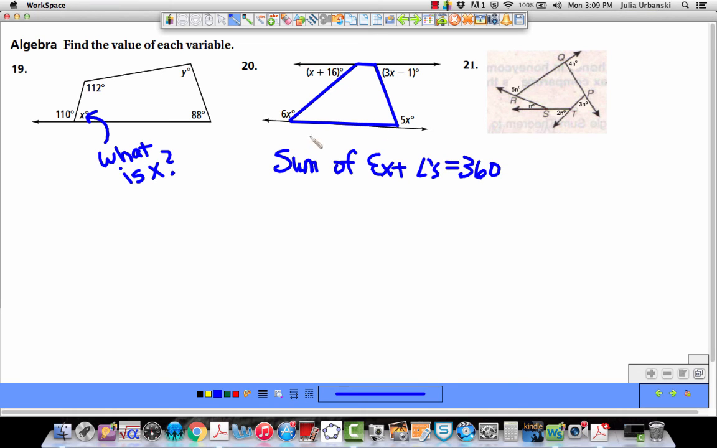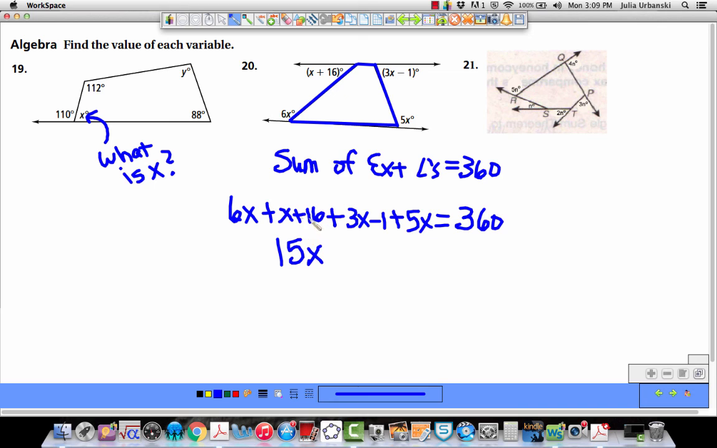So what I have to do is add up all my exterior angles. I have 6x, and you can combine the like terms in your head if you want. x plus 16. I'm going to write it all out so everyone can see it. That's 2 exterior angles. I have this exterior angle, 3x minus 1. And then I have this exterior angle plus 5x. And together, all of those exterior angles are going to total up to 360 degrees. So if I combine my like terms, I have 15x. And then when I total up, the 16 minus 1 is 15. And the total is 360.